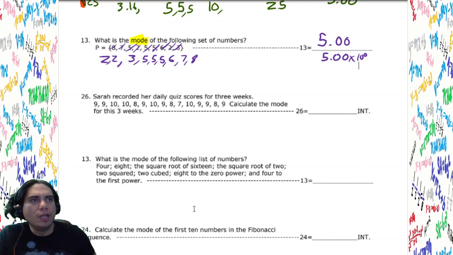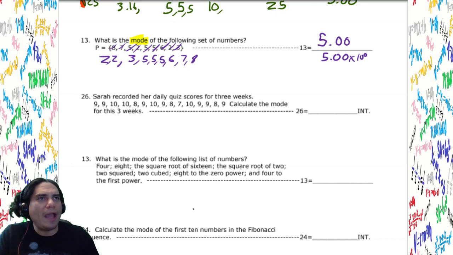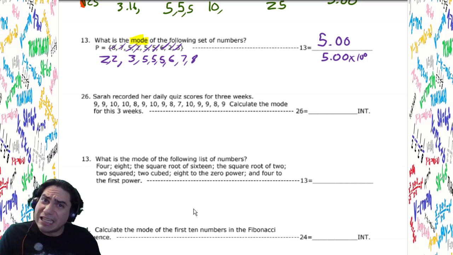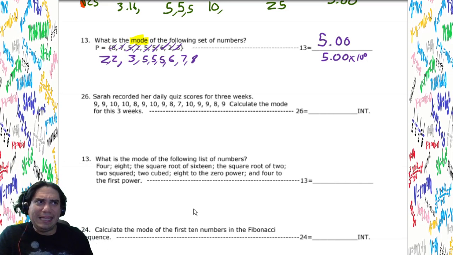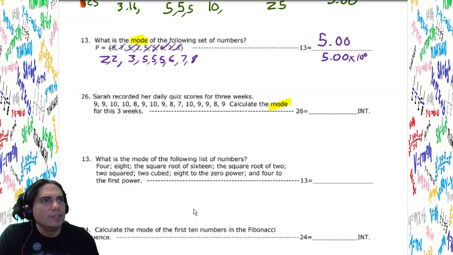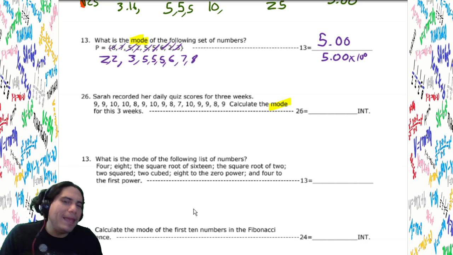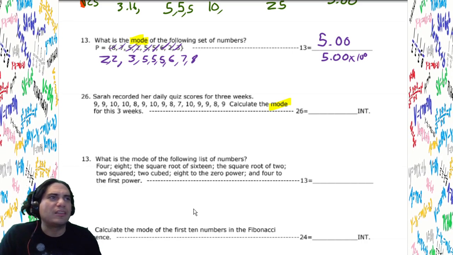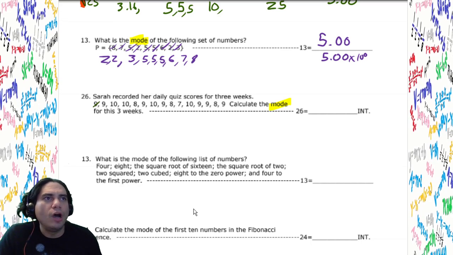Let's keep it going. All right, so we got some daily quiz scores right here. As you can see, daily quiz scores for 3 weeks. Man, that's a lot of quizzes to be taken in 3 weeks, man. That looks like one per day, easily. Well, let's calculate the mode for those 3 weeks, all right? So, as you can see, we can start making some estimations right here. We can start saying, you know what? What number do you think looks like the most? Well, I'll go ahead and go 9.